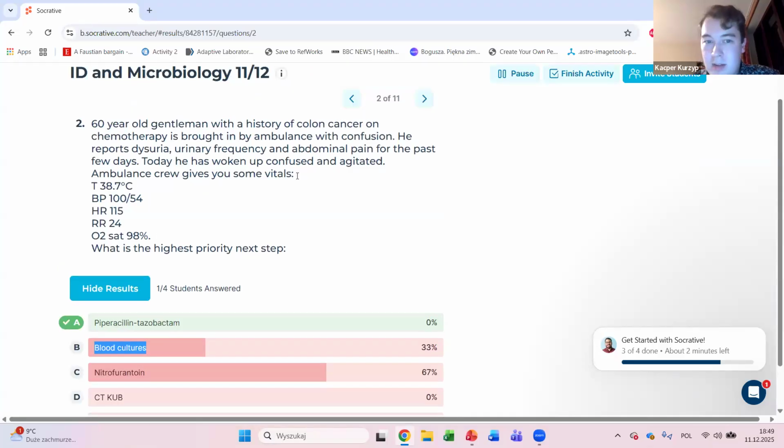And why pip-taz, you will ask? Now, there is a history of colon cancer on chemotherapy. So you have to consider if the patient is on chemo or has aplastic anemia or CML or different leukemias, they are likely to be neutropenic. Neutropenic patient equals cover Pseudomonas. So you need to give them something that will cover Pseudomonas, which in this case will be pip-taz.